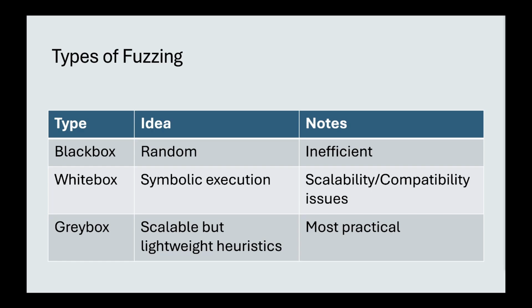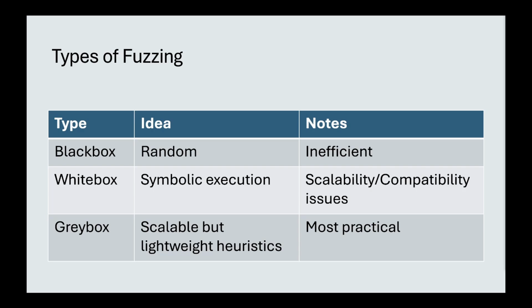This type of fuzzer is not very difficult to implement at all, but the downside is that it is extremely inefficient, as you can think about the math of randomly generating inputs and whether or not that will actually end up working.